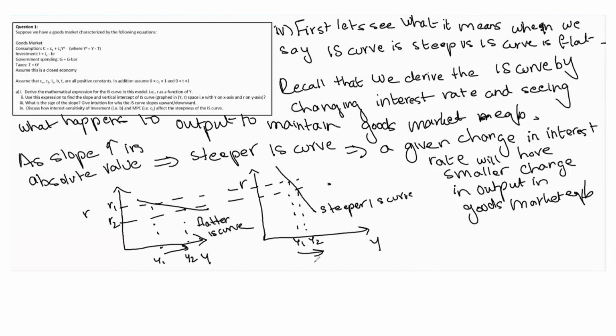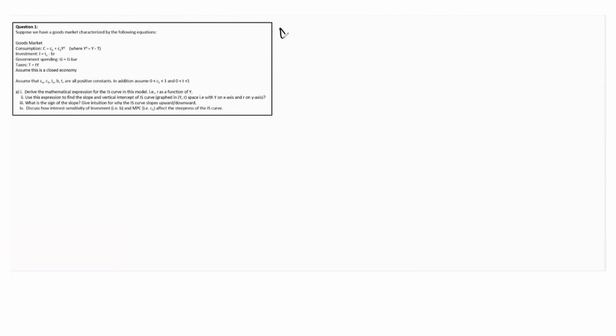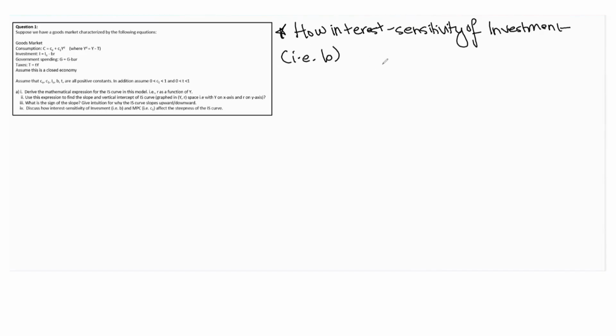Now we'll look at what factors determine this steepness and flatness. So we'll start with looking at sensitivity of investment to interest rate, right? So now let's see how interest sensitivity of investment, i.e. B in this model that is represented by B, affects the slope of IS curve. Let's see how that affects it.